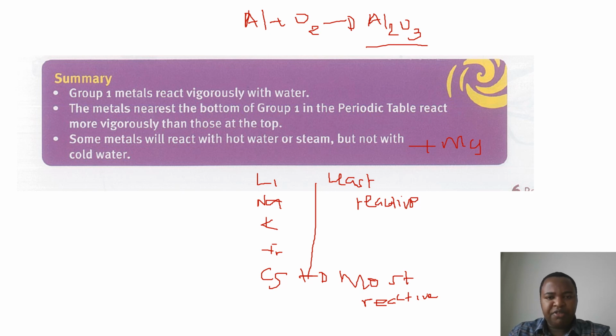So, for example, if you need to react it with oxygen or with water, you may have to scratch the surface of aluminium so that it can react. So this is one of the reasons why aluminium may look like it's less reactive in most cases, because it forms a coating of aluminium oxide. This is an oxide layer that prevents it from further reactions.